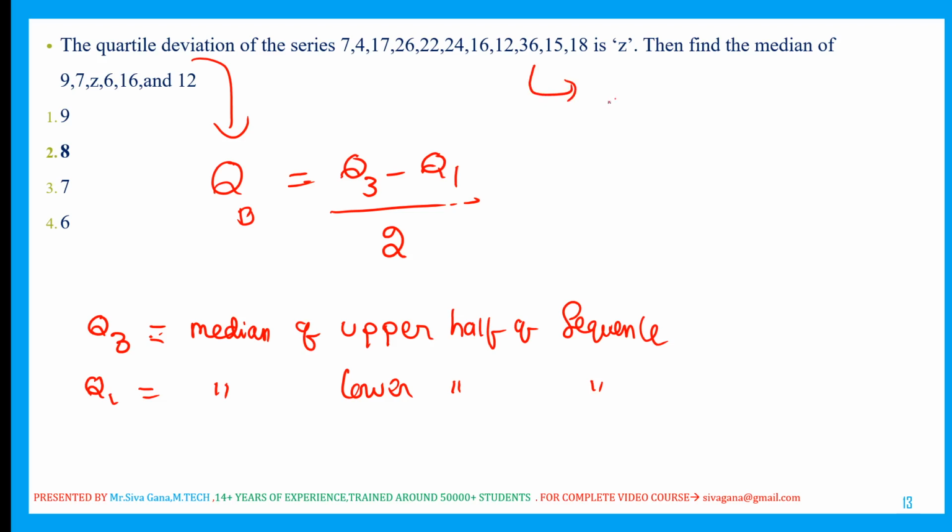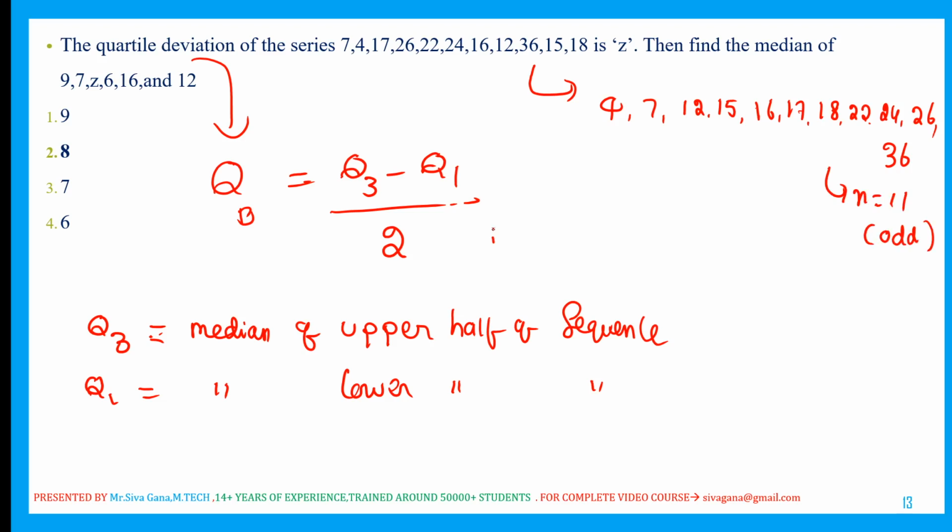So the ascending order is 4, 7, 12, 15, 16, 17, 18, 22, 24, 26, 36. This is the ascending order. So the number of terms is 11, which is odd.